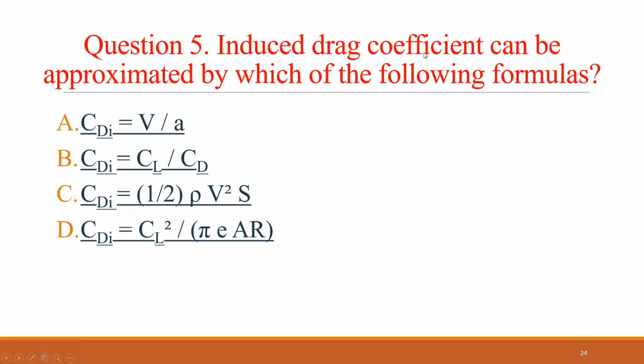Question 5. Induced drag coefficient can be approximated by which of the following formulas? The correct answer is induced drag coefficient equals the square of the lift coefficient divided by the product of pi, the Oswald efficiency factor, and the wing aspect ratio.